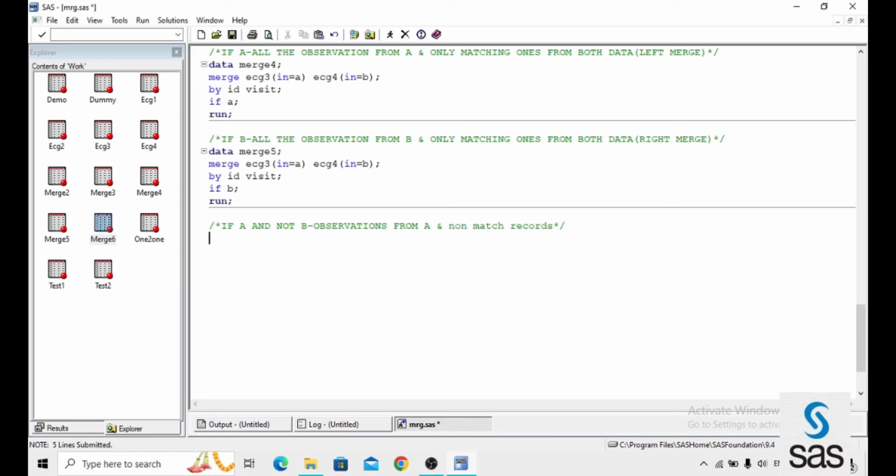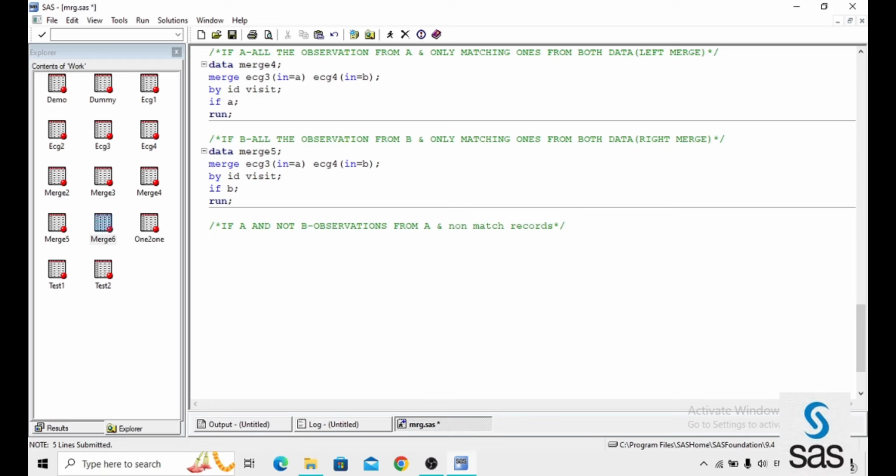And the next one is if A and not B. Then what does that mean? Observations from A only. We are getting observations from A, and that too the non-matching records from B.